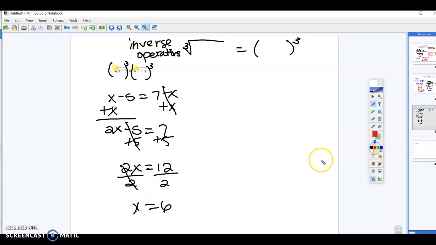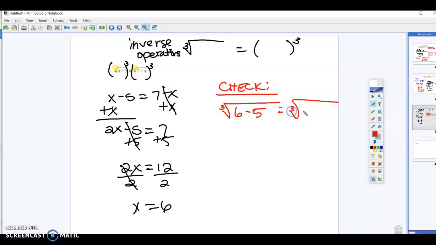That takes us up to step 3, and we know that step 4 is to check for extraneous solutions. So when we check, we're going to plug in 6 for our x's, and we're going to do it on both sides. We're going to simplify what's underneath the radical. So 6 minus 5 is going to give us 1. And 7 minus 6 is going to give me 1. We can already see that these are equal.